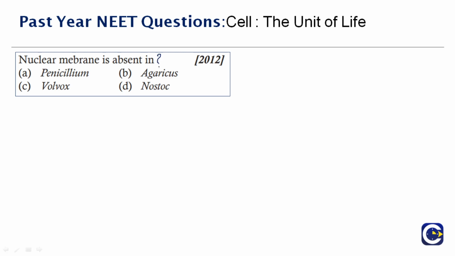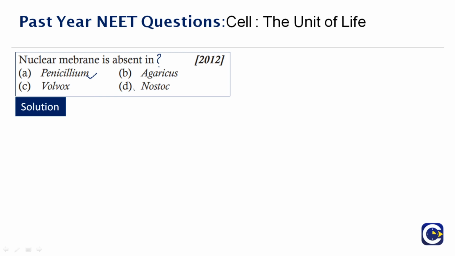This question was again asked in the year 2012. You're given four organisms here: Penicillium, Agaricus, Volvox and Nostoc. So any guesses what can be the answer? Penicillium is a fungus, so it will have a nuclear membrane, so Penicillium cannot be the answer. Agaricus, Volvox, they all have a nuclear membrane. So the one which does not have a nuclear membrane is Nostoc.